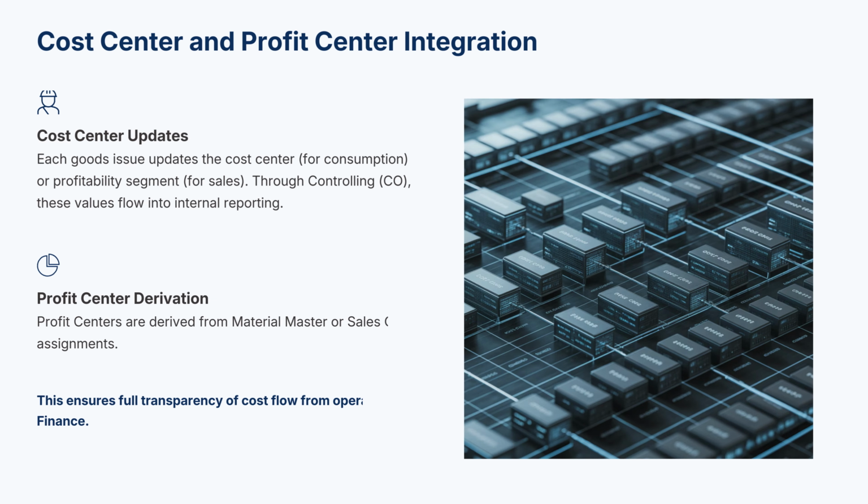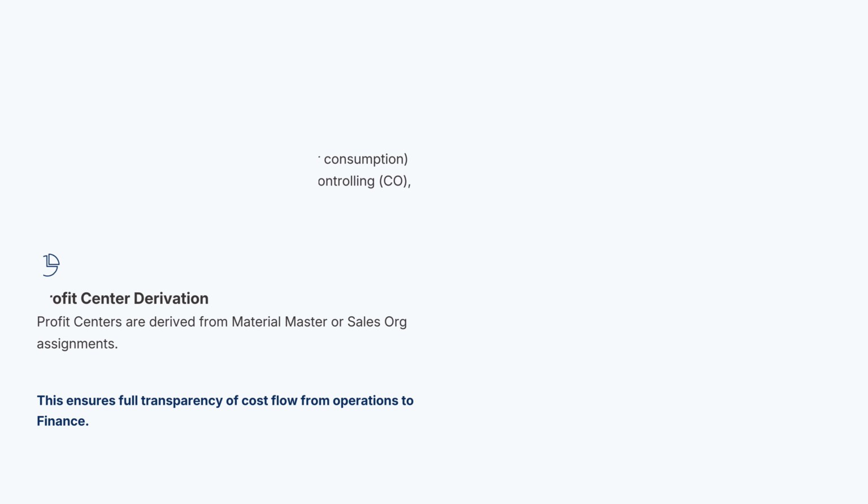Cost Center and Profit Center integration. Every goods issue affects either a cost center or profit center. When raw materials are consumed, costs hit cost centers. When finished goods are sold, profit centers receive the revenue impact. S/4HANA automatically integrates this data into controlling, ensuring end-to-end cost traceability across departments.